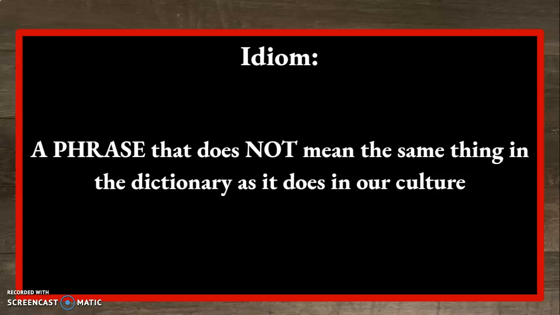So for example, if we say that Tina let the cat out of the bag when she told her friend's secret, she didn't actually take a bag, open it up, and let a little cat wander out. That didn't happen. Okay? But if we were to look that up in the dictionary, that's exactly what we would think had happened. In our culture, we have assigned that phrase a totally different meaning. So when we say someone let the cat out of the bag, it means they told something that they weren't supposed to tell. That was a secret, okay, or was supposed to be reserved until a later time.